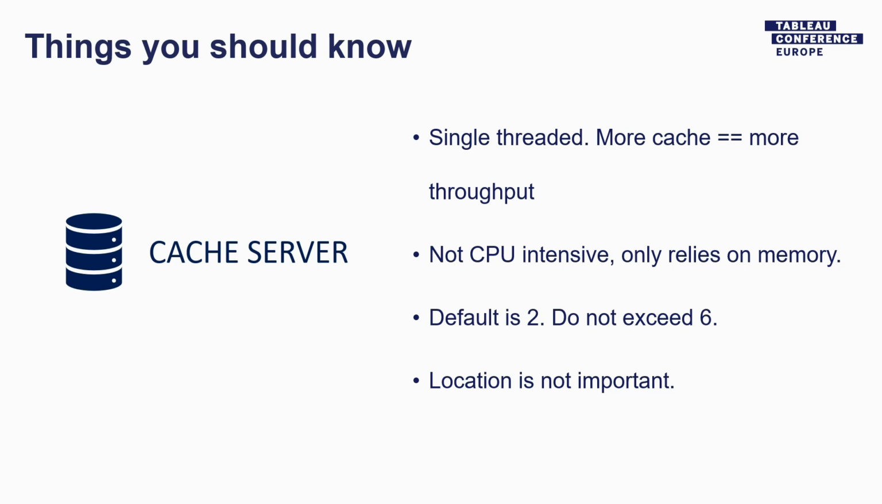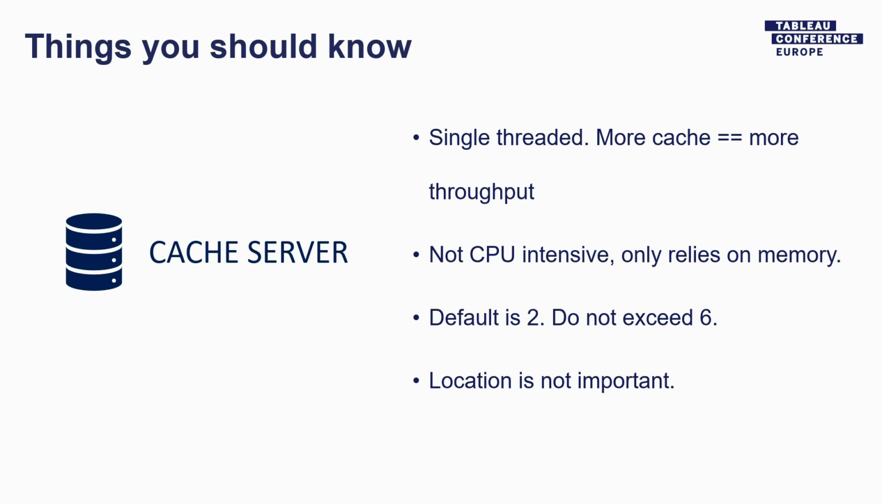Important things to know about cache server is it's single-threaded, so similar to VizQL, the more you have, the more throughput that's available. But it's not CPU intensive, so again, it's never going to cause resource issues on your server. It only relies on memory, but an important thing that we've found through testing on Tableau Online is that the default is 2, but for truly, truly large environments, for those of you in this room that have upwards of, let's say, 10 to 20,000 users, you'll never really need more than 6. So it's the way that it handles and cycles cache, it does it very well. And we've never found a need for more than 6. Even at 6, you'll never use more than you actually need.